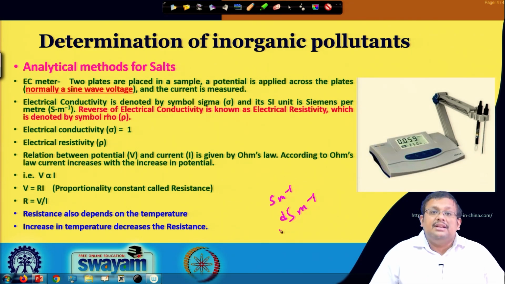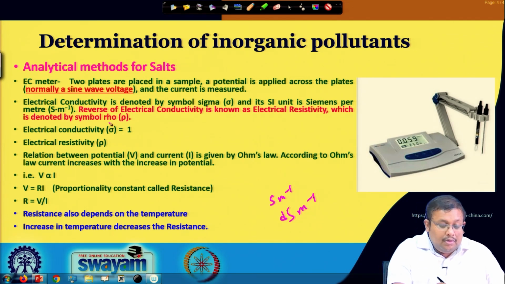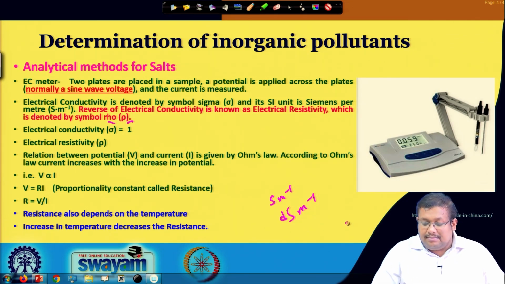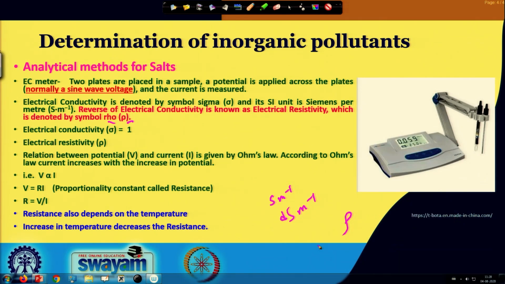Now, the reverse of electrical conductivity is known as electrical resistivity. Remember, the reverse of conductivity is resistivity, which is denoted by the symbol rho. And remember that there is a relationship between the potential, which we denote by V, and the current, denoted by I.